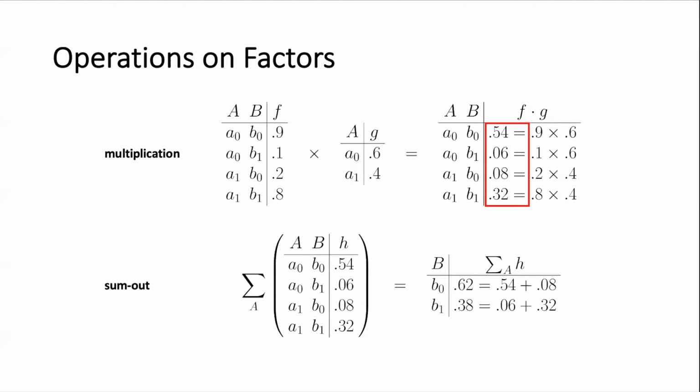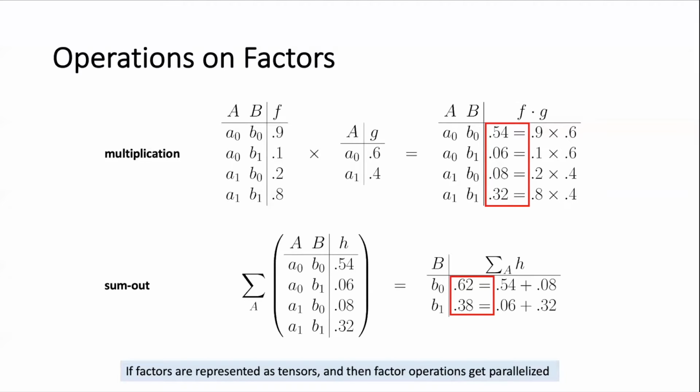Here's the other main operation on factors in variable elimination, summing out. I give you a factor, you remove a variable from it. So instead of having AB, you end up getting B. And if you look at the numbers in that resulting factor, they're also independent and could have been computed in parallel. So if you actually represent factors as tensors and use tensor operations, then you get to parallelize these factor operations.